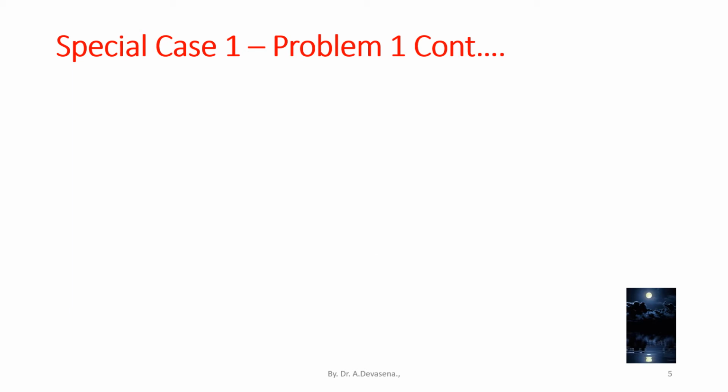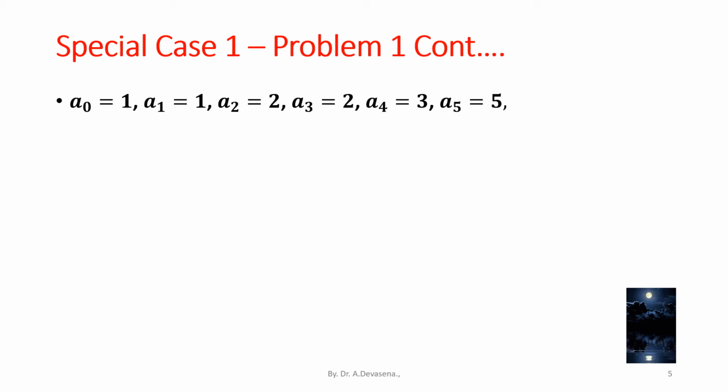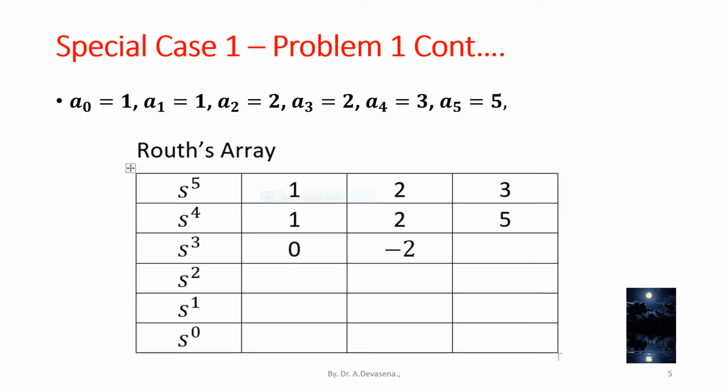We have to construct the Routh's array with the help of the coefficients: a0 is equal to 1, a1 is equal to 1, a2 is equal to 2, a3 is equal to 2, a4 is equal to 3, and a5 is equal to 5. In this given equation, the highest power is s power 5. So we have to construct the s power 5 row, s power 4 row, s cube row, s square row, s power 1 row, and s naught row.